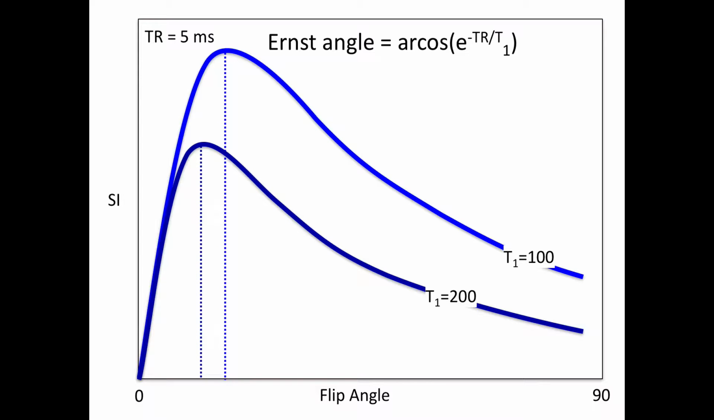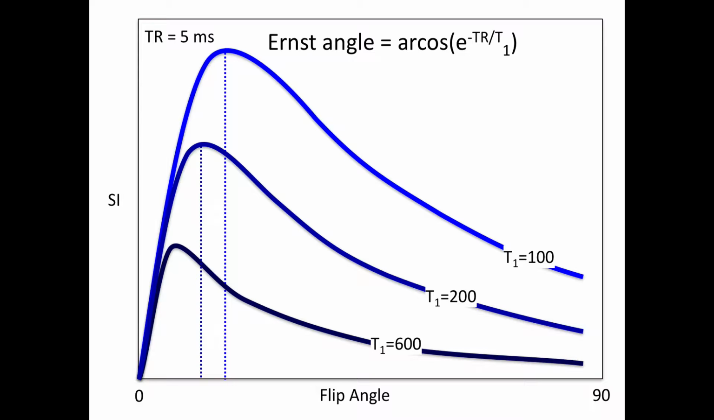And there's its peak. What about a tissue with a T1 of 600, like the liver before giving gadolinium? What does this tissue look like? Well, this tissue looks like this. Notice that its optimal flip angle is even lower. Its optimal flip angle might be 5 degrees. And its peak signal is lower.